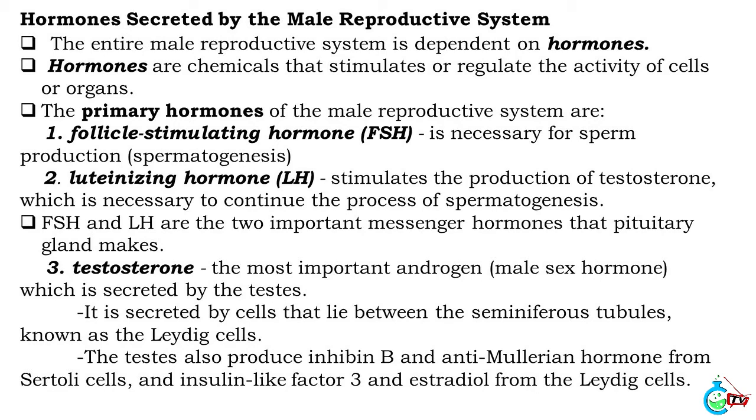3. Testosterone, the most important androgen, the male sex hormone, is secreted by the testes. It is secreted by cells that lie between the seminiferous tubules, known as the Leydig cells. The testes also produce inhibin B and anti-Müllerian hormone from Sertoli cells, and insulin-like factor 3 and estradiol from the Leydig cells.